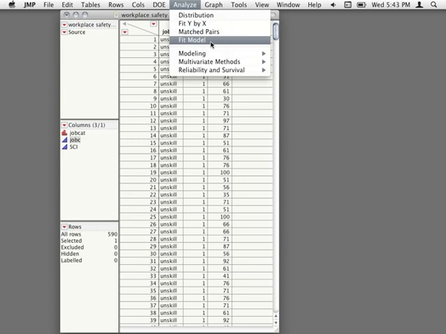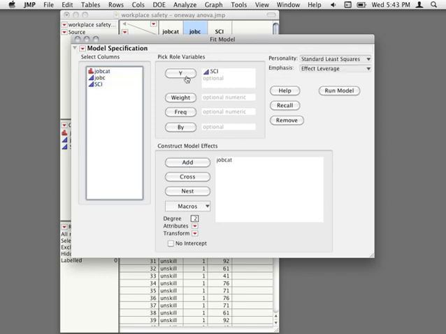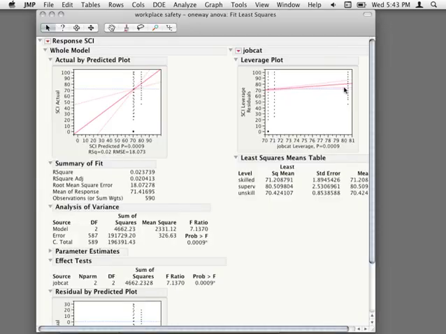When we start checking assumptions, we're actually going to go back to Fit Y by X for this particular type of analysis because it gives us some interesting ways to look at the residuals and also the normality assumptions. Let's start with Fit Model. And for this, it's going to be fairly simple, right? We're just fitting job category as our factor, and we're trying to predict the individual's SCI scores. So just load those in there, and we can leave everything else pretty much the same. We don't have to change anything else. And go ahead and run that.